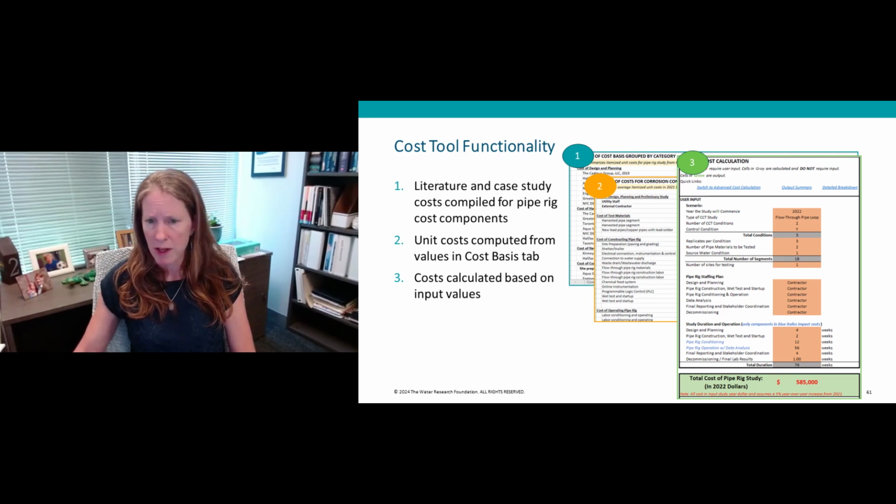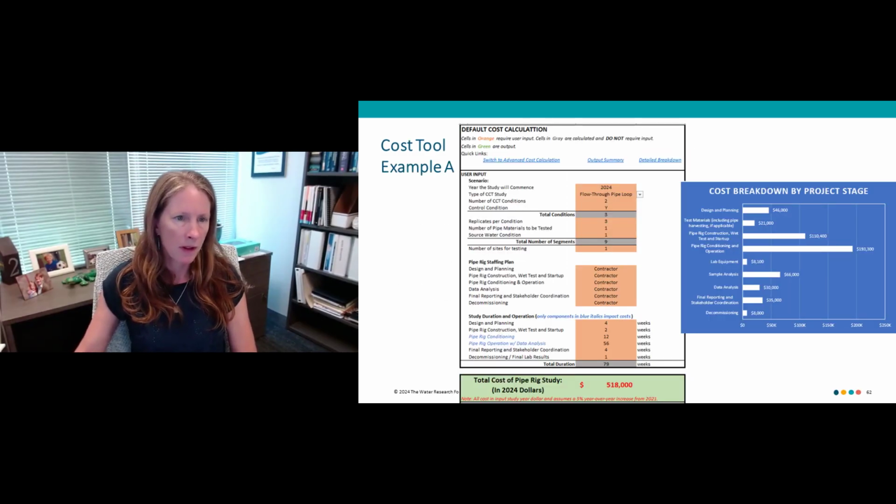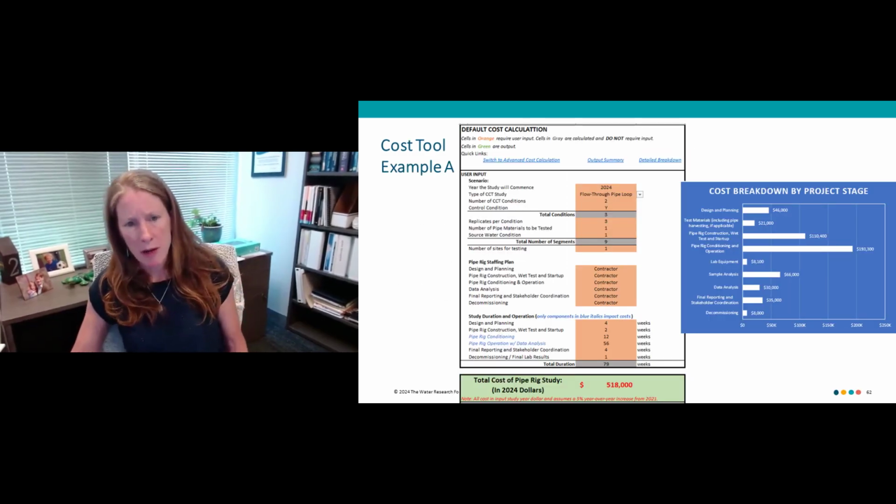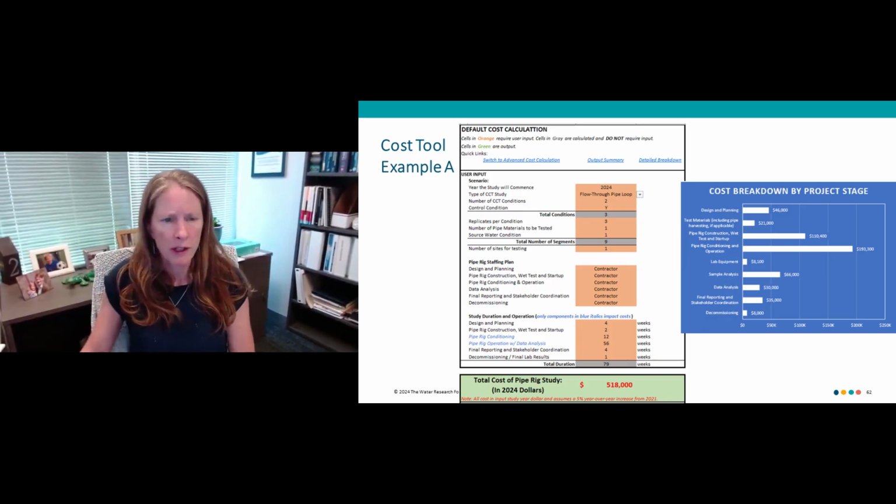And those green calculated costs are based on the input values and calling on the unit cost for different components. For example, if you know that you're going to have 3 replicates per condition, you enter all this data in and it has 18 segments, then the calculation is based on 18 segments times the unit cost for a harvested pipe segment, for example. So now I'm going to go into a couple examples of how you can use the cost tool.